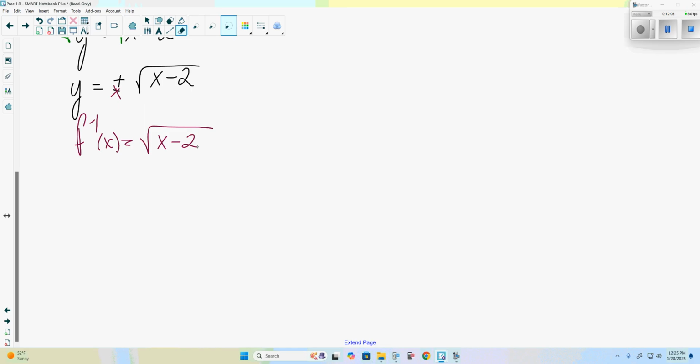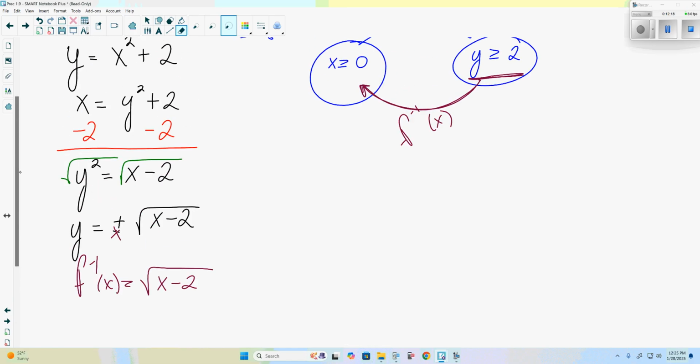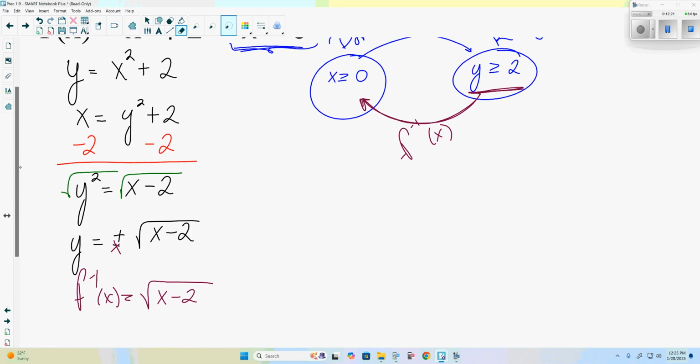So quadratics do have an inverse equation, they just do not have an inverse function on the entire set. We have to restrict the values to get the function. Otherwise, it doesn't have one. Questions on this here? It's a long explanation to say that we don't have the negative.